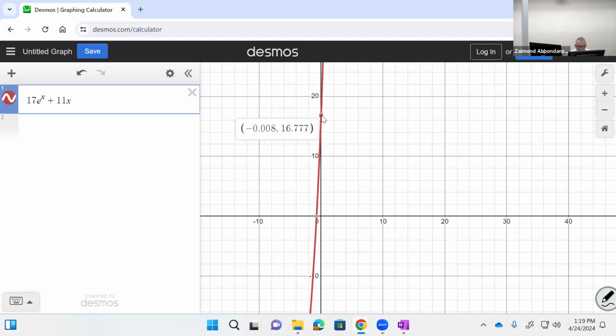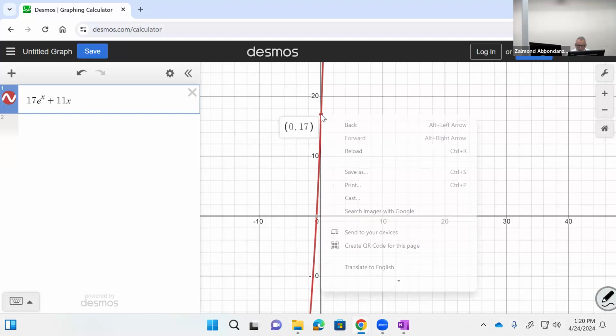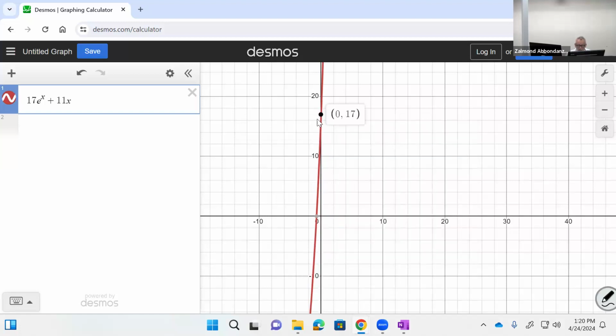It's going to be 17. I happen to know right there, and so it's going to be a pretty steep line. But if I want to know the slope at that point, I have to take the derivative and plug in x equals 0.